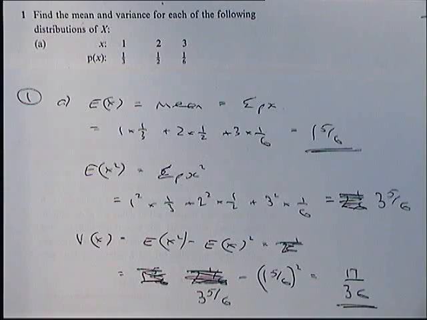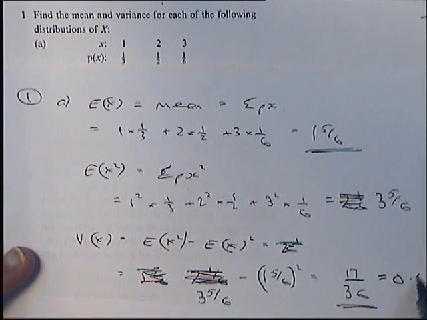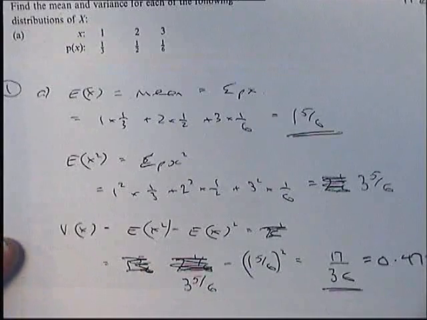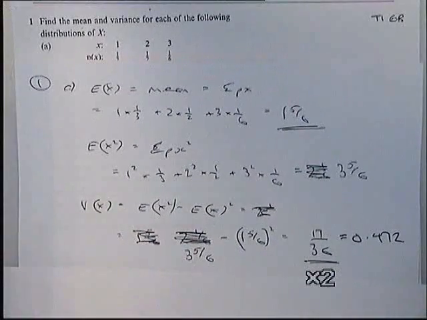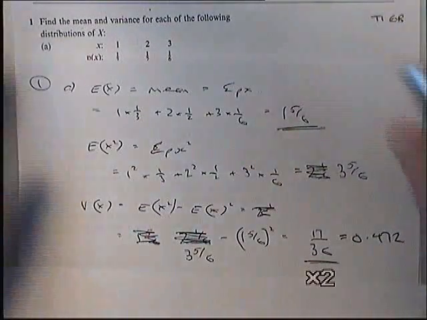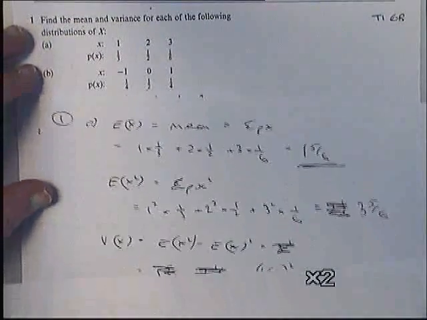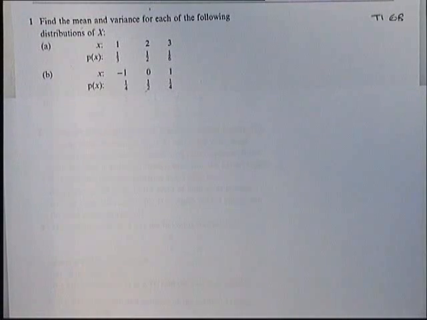So has anybody checked what that is as a decimal? What was it again? 0.472. 0.472 as a decimal. Okay? Right, so if that's part A, part B, we had another table. Anybody know what the answer is for part B? Expectation? 0. Yeah, that's correct. And the variance? The variance isn't 0, it's a half, yeah.